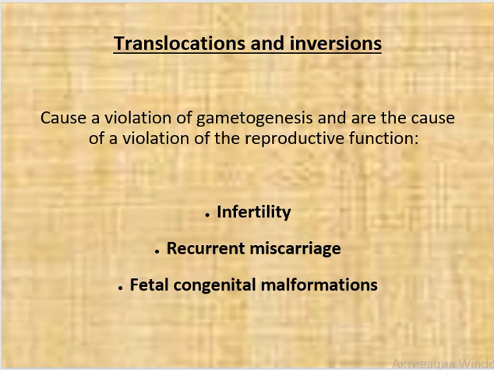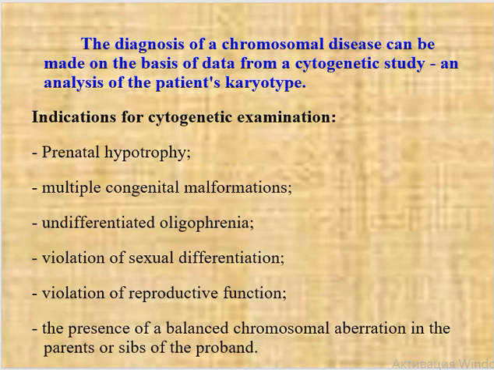Translocations and inversions cause a violation of gametogenesis and are the cause of violation of reproductive function, like infertility, recurrent miscarriage, and fetal congenital malformations. The diagnosis of chromosomal disease can be made on the basis of data from a cytogenetic study and analysis of the patient's karyotype.